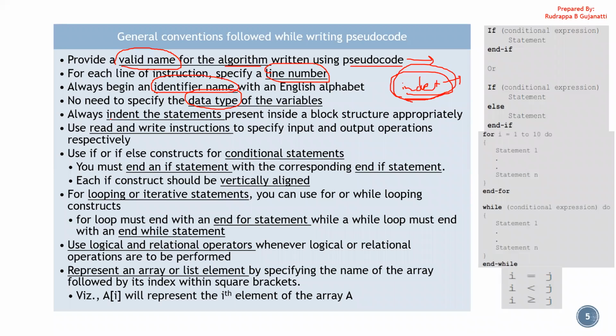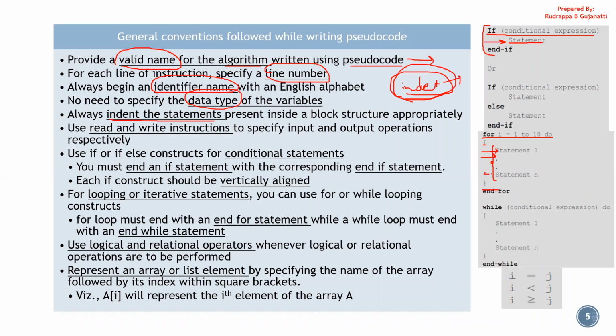Then we should always indent the statements which are present inside a block structure appropriately. Indenting is this: if you observe, you have written the if statement and next you have put the statement, and you can see there is a tab space. This is what is called indenting. Here you can observe that there is a for loop and within the braces you have the statements. All the statements are written after a tab space.